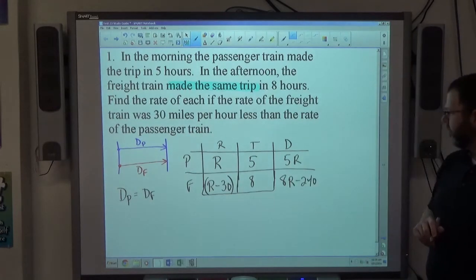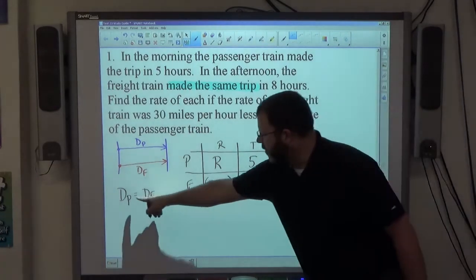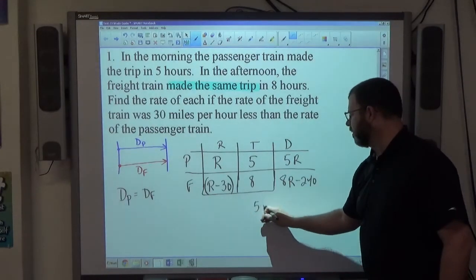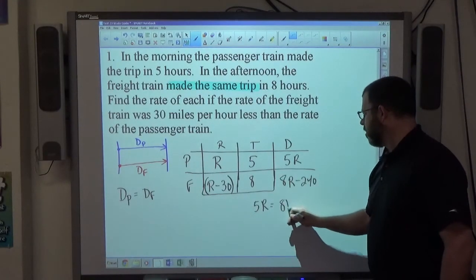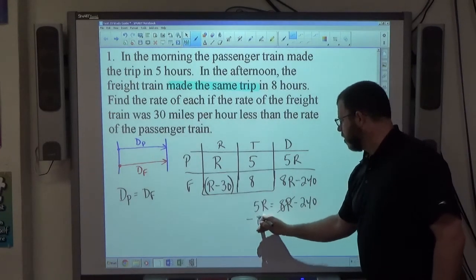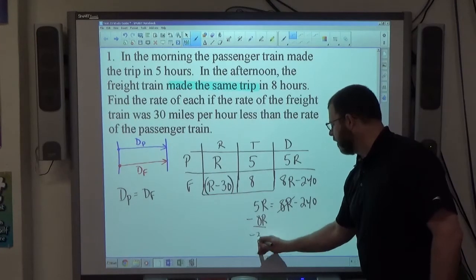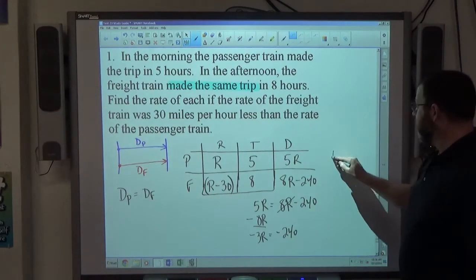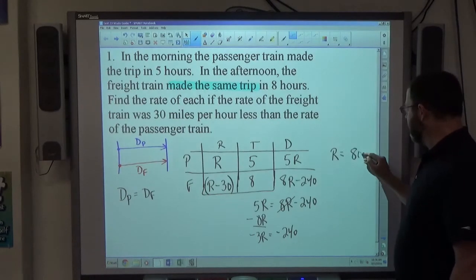the freight train. We've already established they're equal to each other, so if I set these equal, I'm going to get 5r is equal to 8r minus 240. The 8r to the other side, that gets me negative 3r is equal to negative 240. We divide by negative 3, that gives me r is equal to 80.